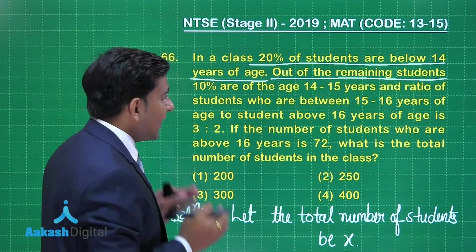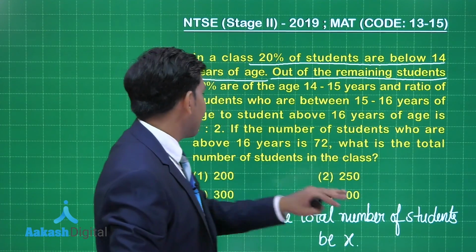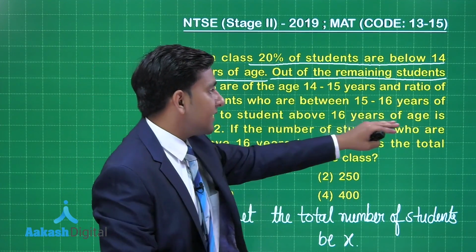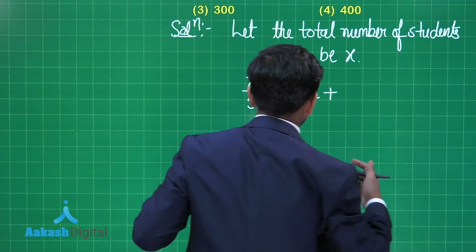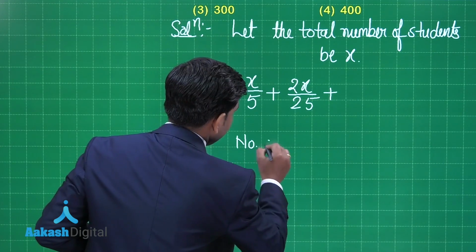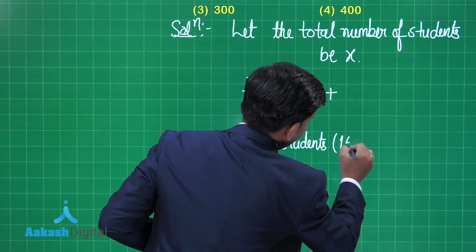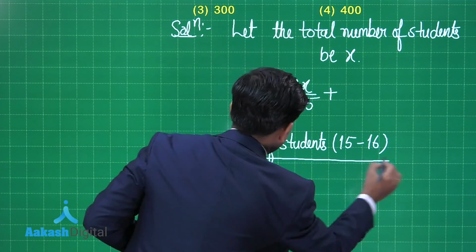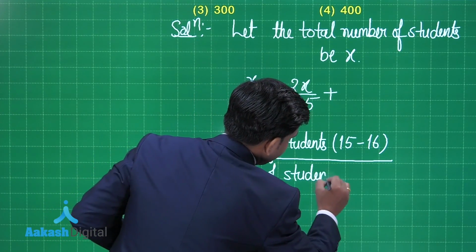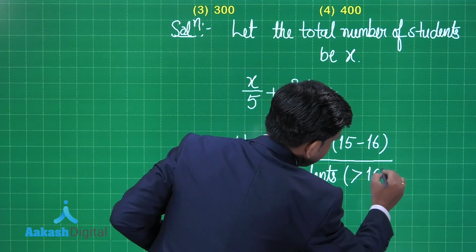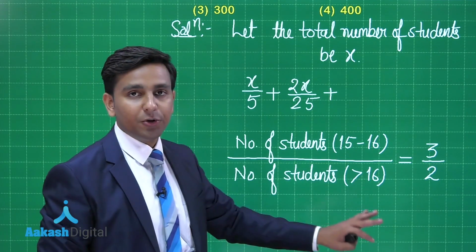Now, let's find the number of students between age 15 to 16 years and above the age of 16 years. So, a relation is given. The ratio of the number of students who are between 15 to 16 years of age to the students above 16 years of age is 3:2. So we can represent this statement mathematically as the number of students between 15 to 16 years of age divided by the number of students above 16 years of age is equal to 3:2. That can be written as 3/2.